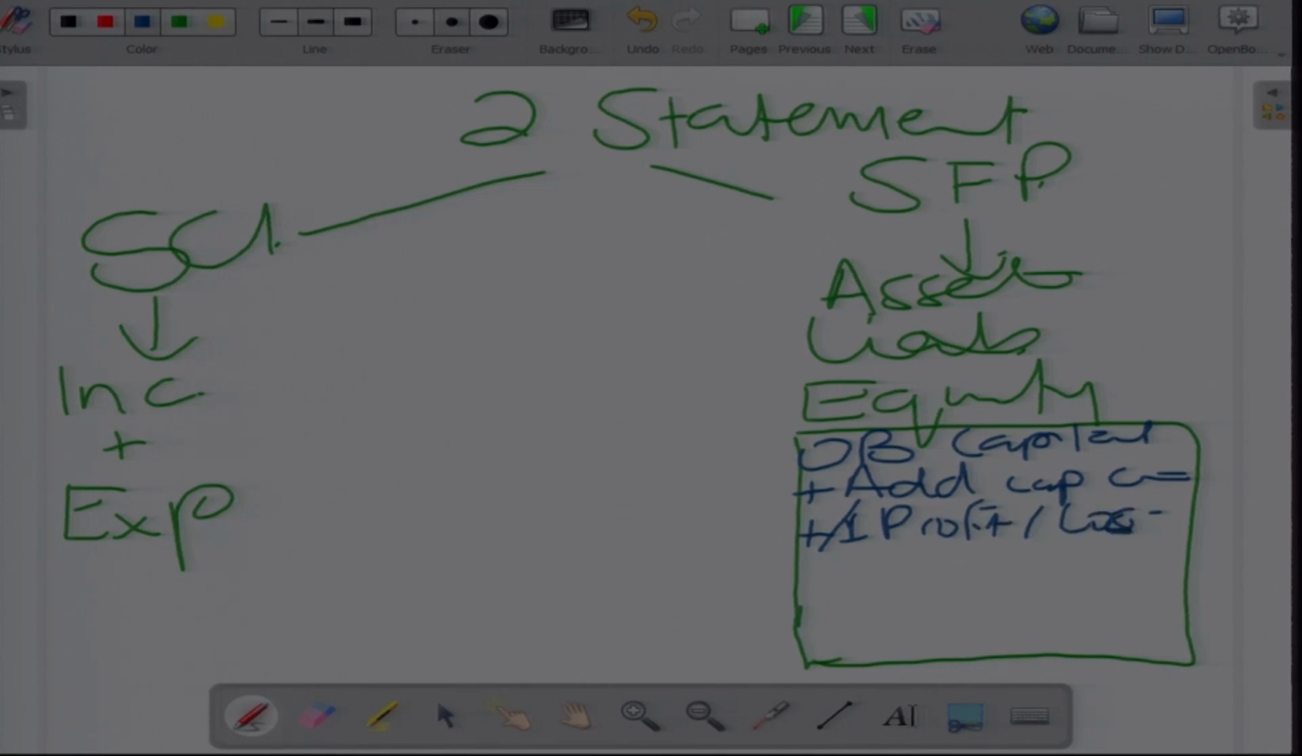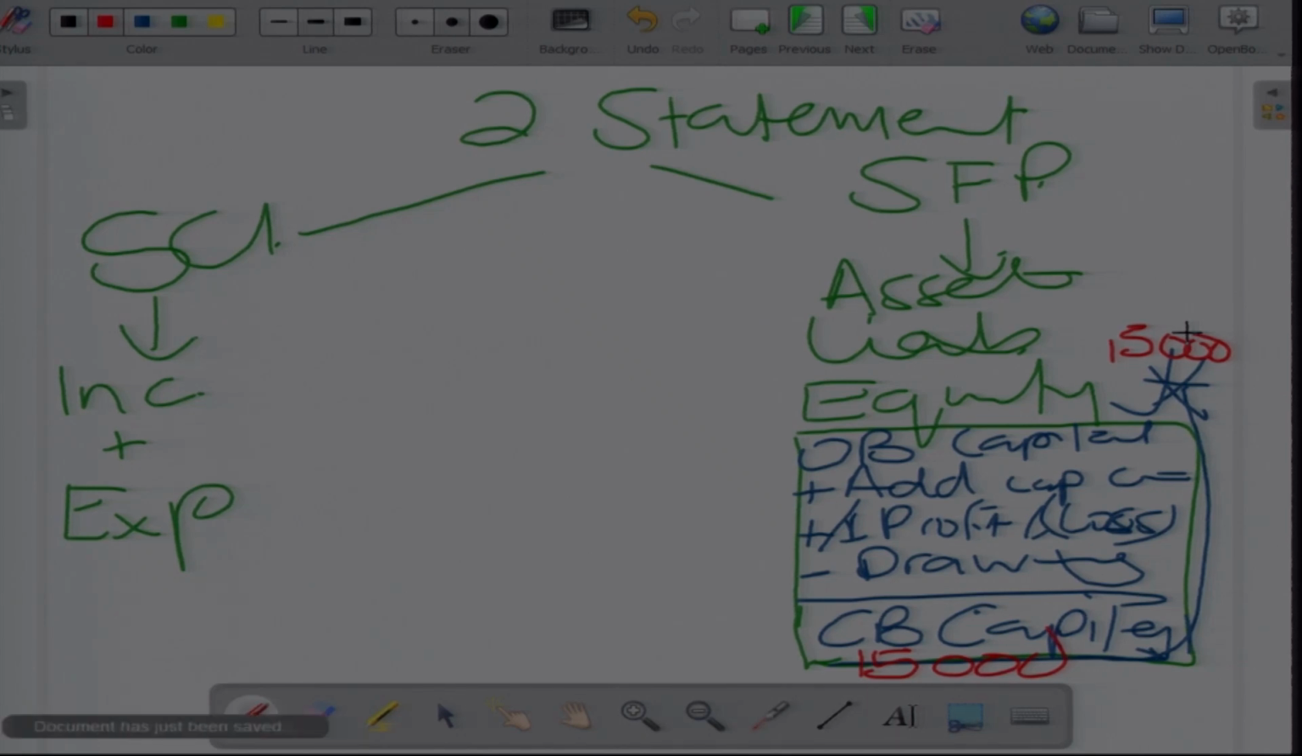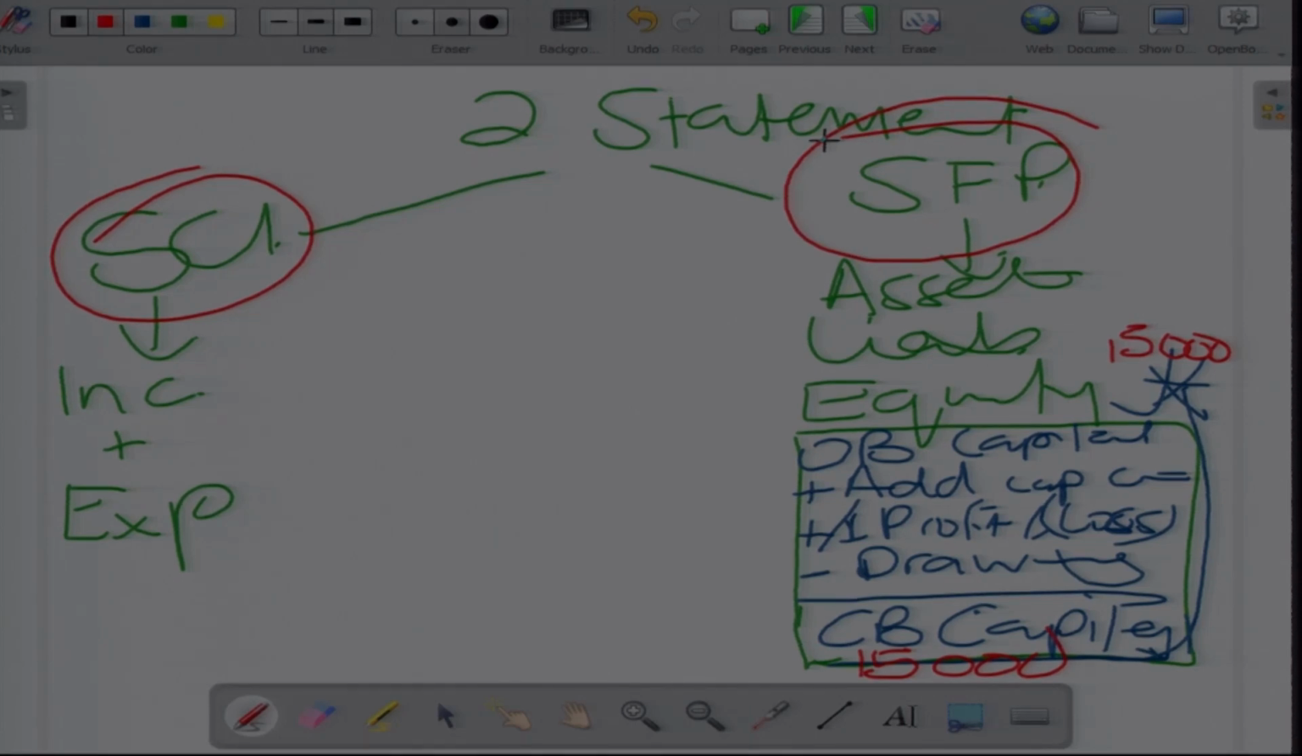Now guys, if they don't say anything about retained earnings in your question, don't even put it in here. Minus drawings gives you your closing balance capital. This is actually your equity answer. So if this answer is 15,000, your equity will be 15,000. Okay, guys, so this is what you need to know before we do the two statements. Thank you so much. The next video will show you the statement. We'll start with the statement of comprehensive income, followed by the statement of financial position.